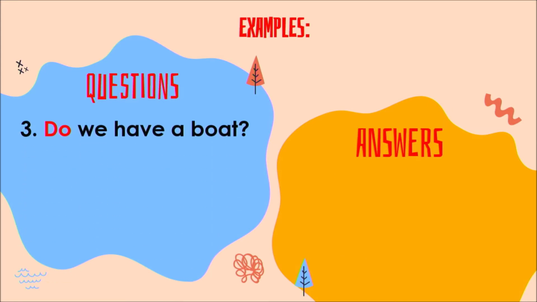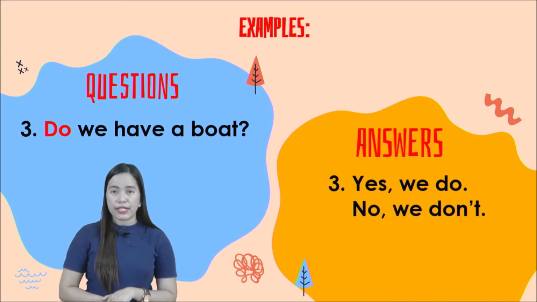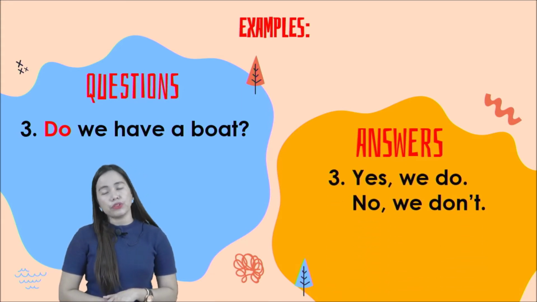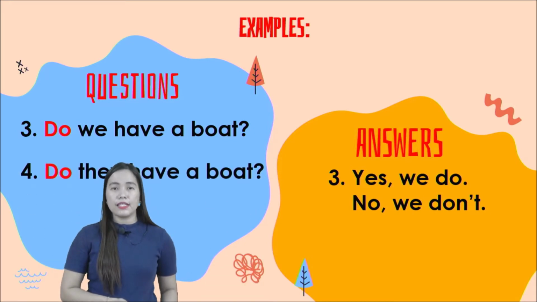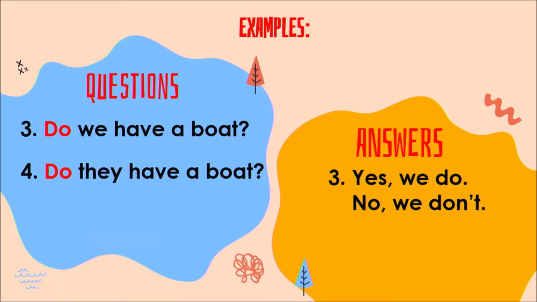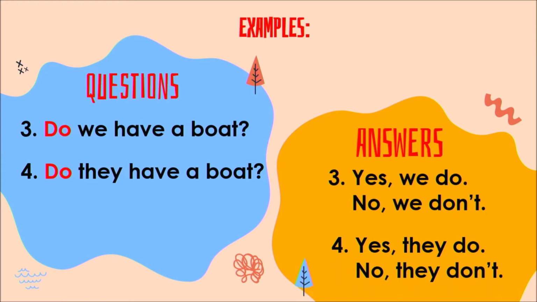Okay, very good. Next, number 3 question. Do we have a boat? The answer is yes, we do, or no, we don't. Again, kids, we use do because our subject is we. Okay, next. Do they have a boat? The answer may be yes, they do, or no, they don't. Why we use do? Because our subject is they. Again, kids, you need to remember that we use do when our subjects are I, you, we, and they.